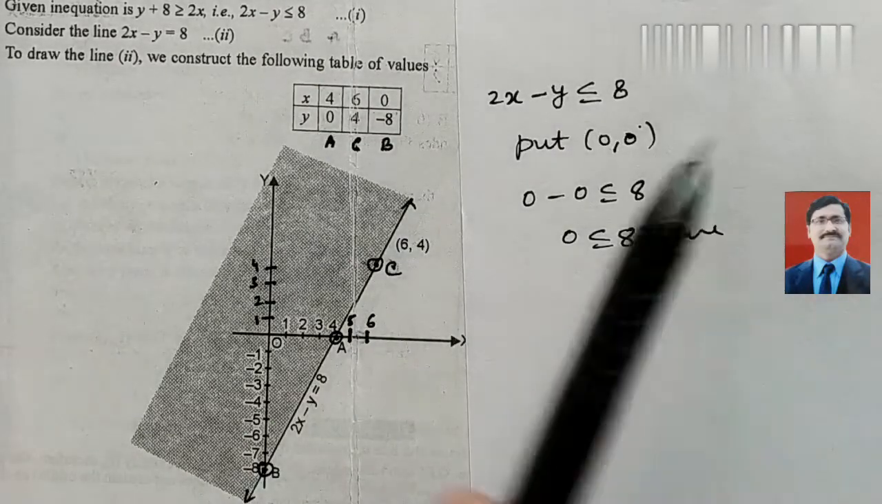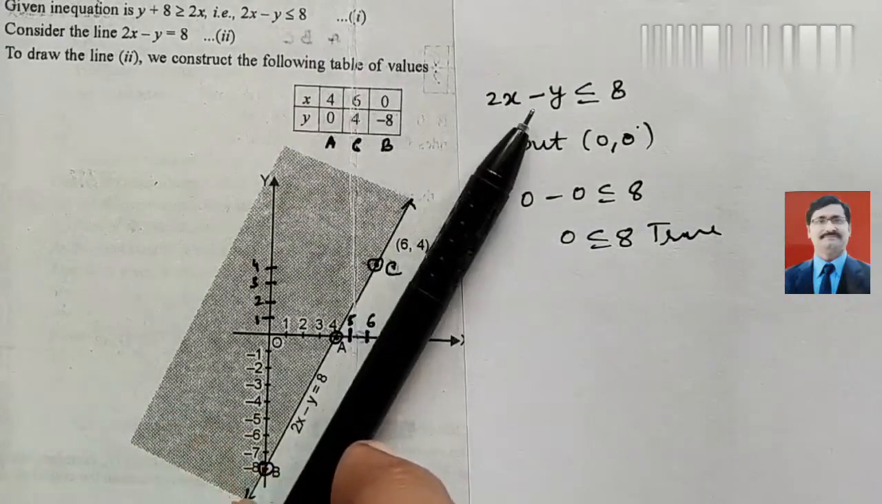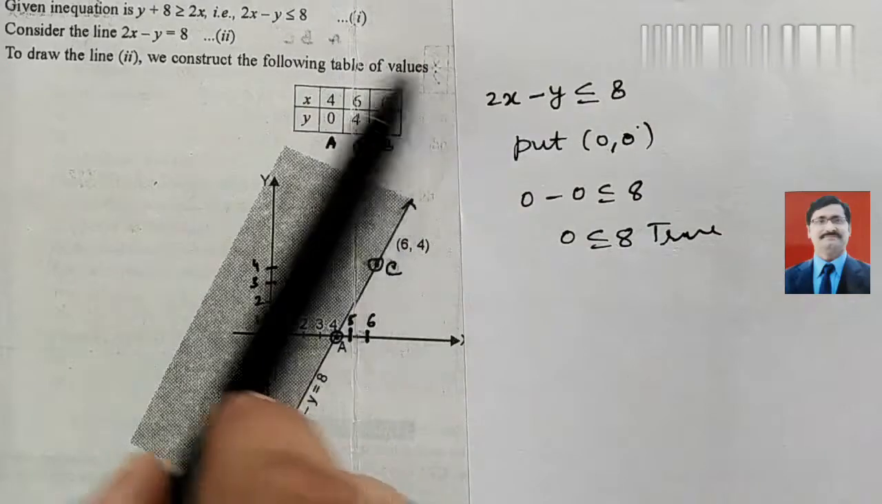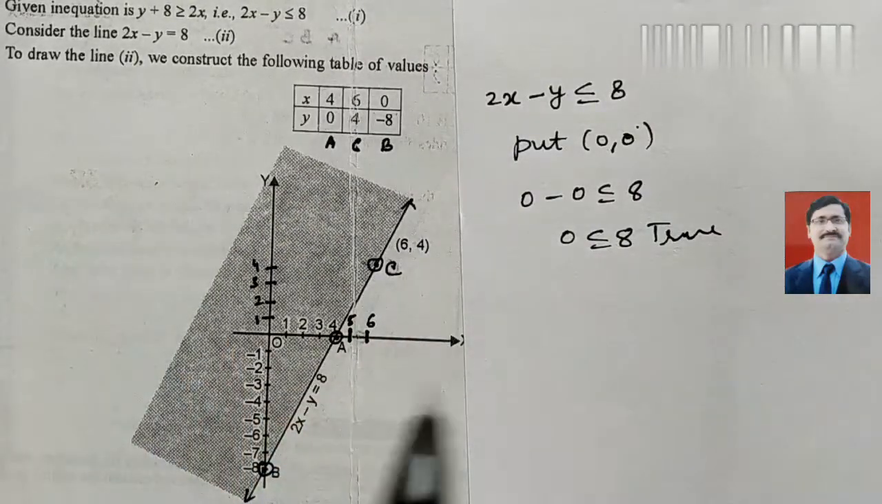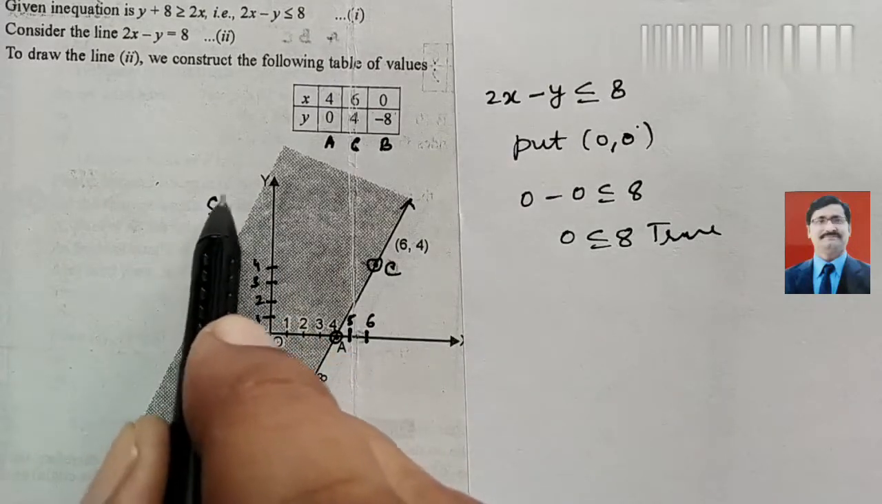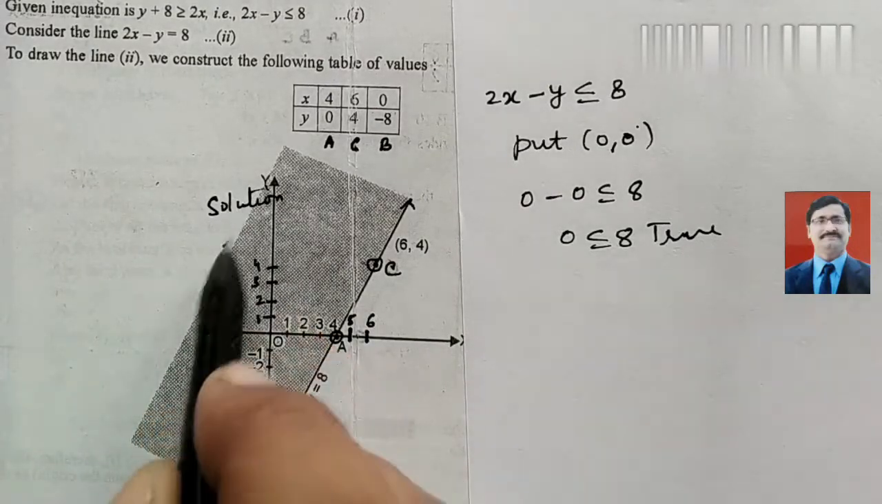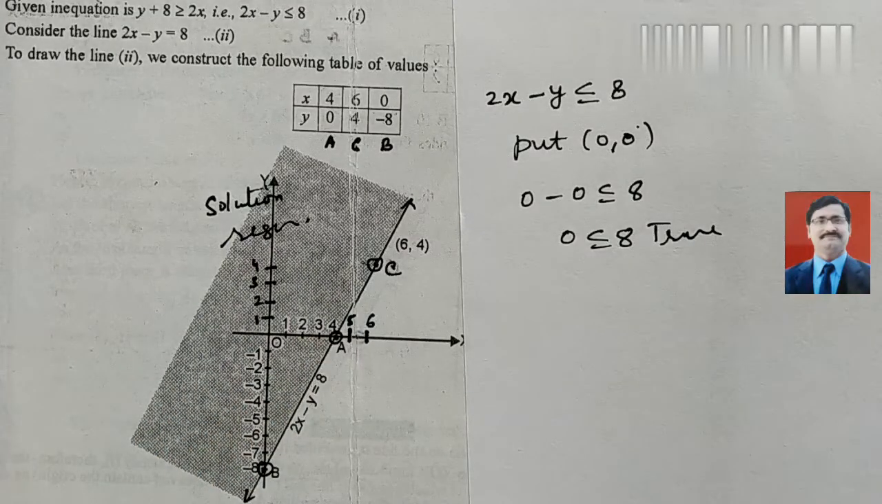Now this is true. True means you check this line divides the plane in two parts. So in which part is 0, 0 present? This is in the above part. So this portion is called the solution region. So you can write here, this is the solution region. It is called the solution region. So look here, this is the solution. All of you understand this?